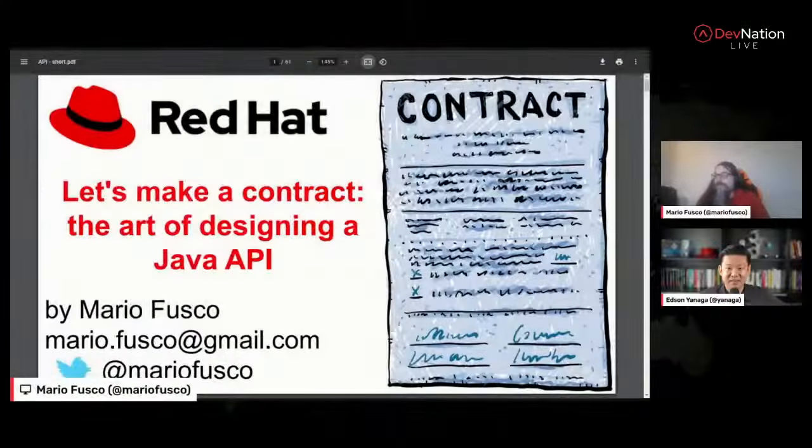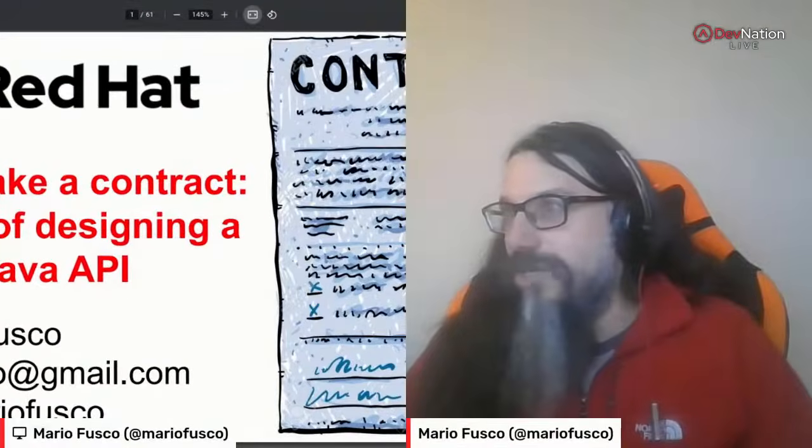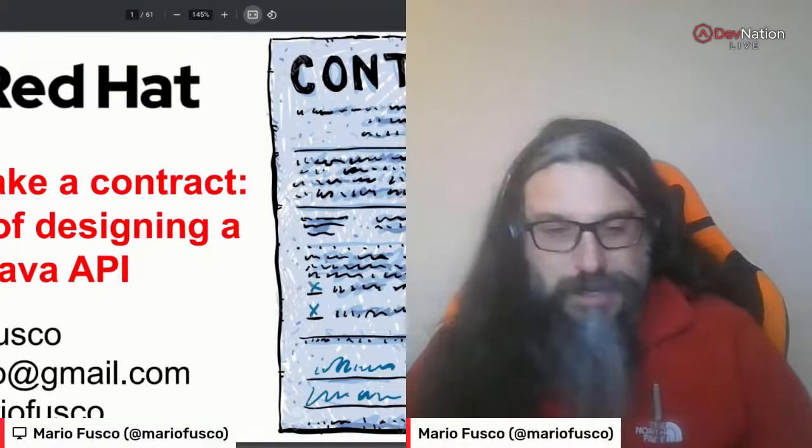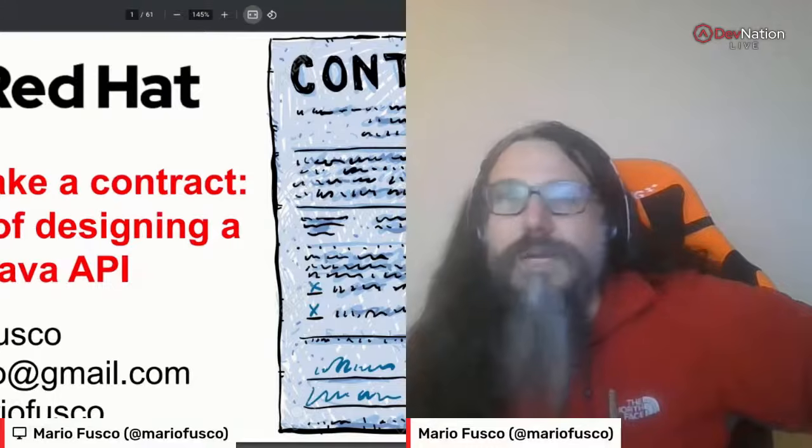Hi, Edson, and thank you for having me. Just a few words about me. I'm Mario Fusco. I work for Red Hat. I'm the project lead of Drools, the rule engine of Red Hat. And I'm a Java champion, as Edson said, and the coordinator of the Java user group here in Milan.